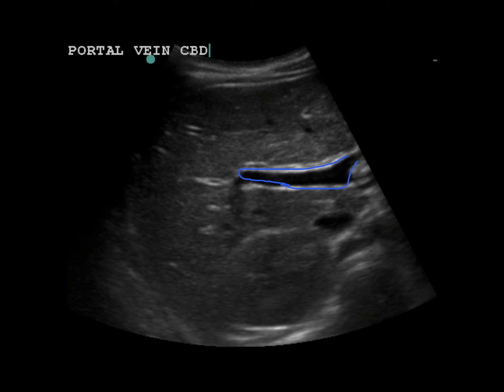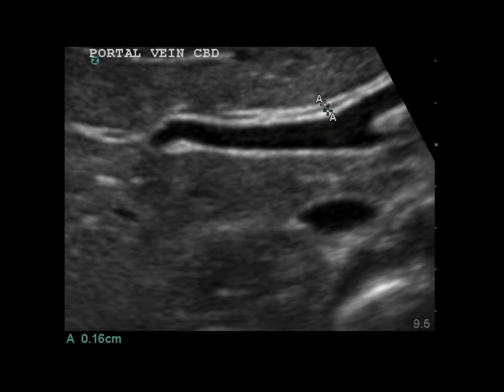And back this way. I'm going to take that off because that's not right on top of it. And then we can see our IVC down here. And then just anterior to the portal vein, we're going to measure the common bile duct.